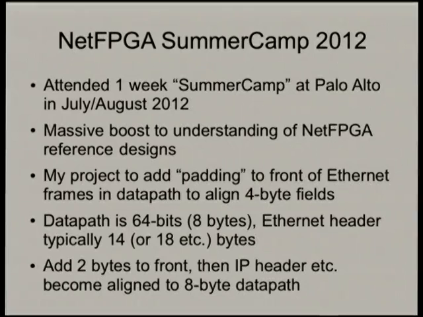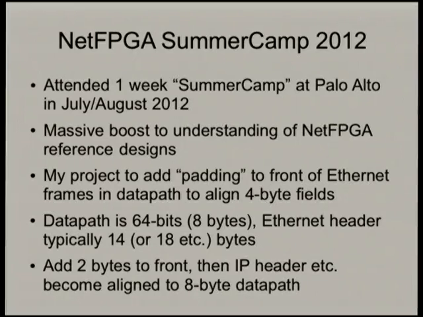So with this summer camp I attended, we had to do a project, and one of the things that I learnt very early on is that there's this 64-bit data path, or 8-byte data path. The frames arrive from Ethernet and just go straight through this data path. The first header in an Ethernet frame is the Ethernet header, which is generally 14 bytes, or it could be 18 if it's got VLAN tags. But it's not a multiple of 8. It's a multiple of 2.